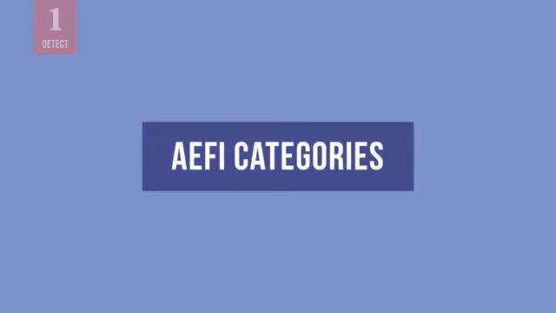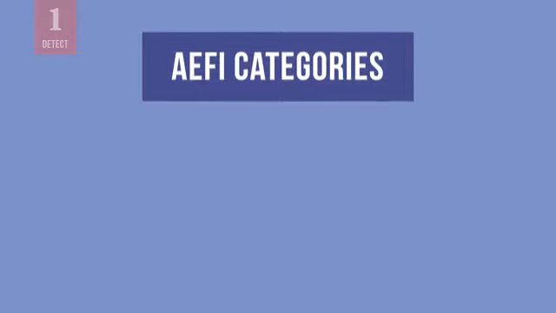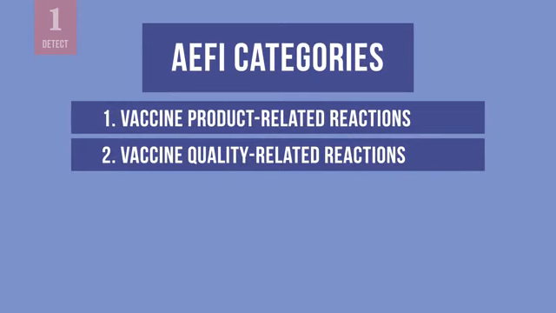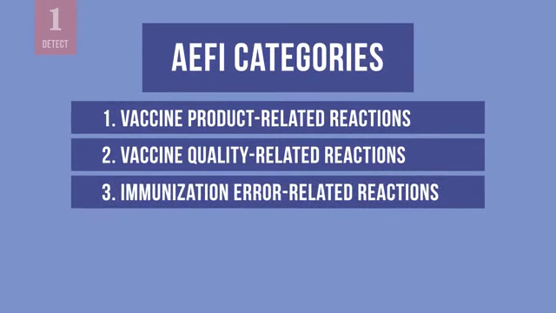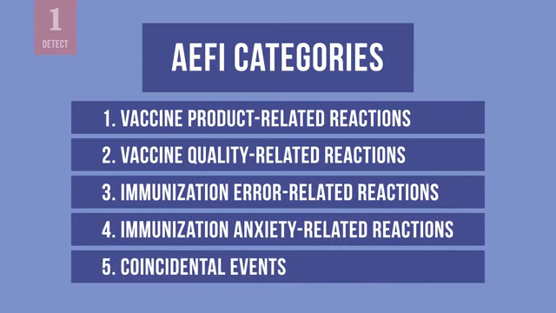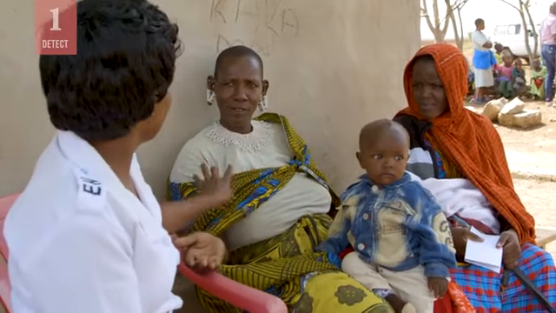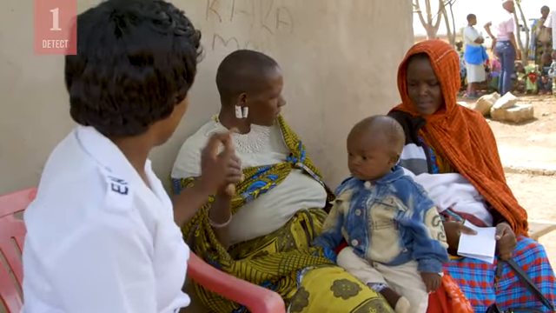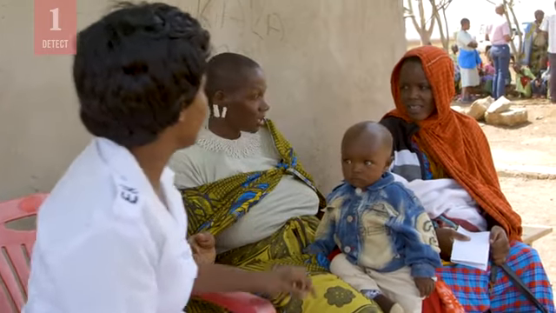Keep in mind that AEFIs are grouped into 5 categories. Adverse events may be related to the properties of the vaccine product itself, a quality defect of the vaccine product or the administration device, an immunization error caused by inappropriate handling, prescribing, or administration of the vaccine, and anxiety about the vaccine. Some events are coincidental and not actually related to the vaccination. You do not need to categorize an AEFI. This is done after an investigation based on your report. Whatever you suspect the reason for an AEFI, you should never hesitate to report it.